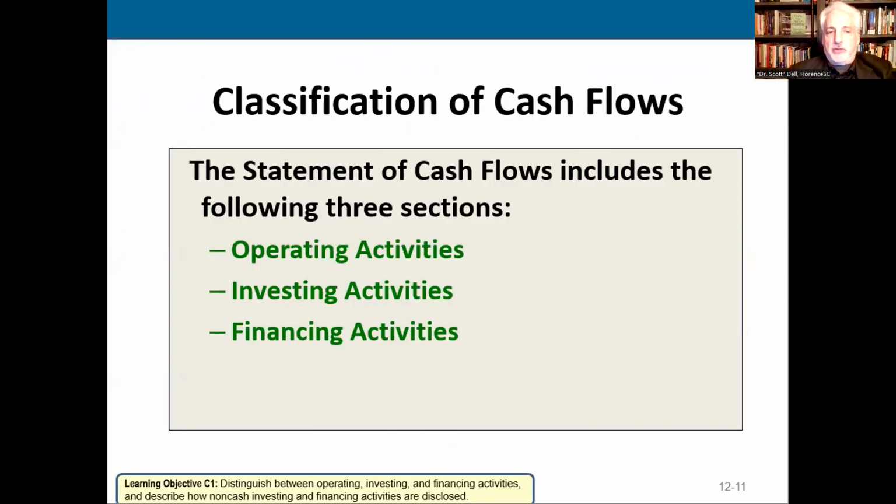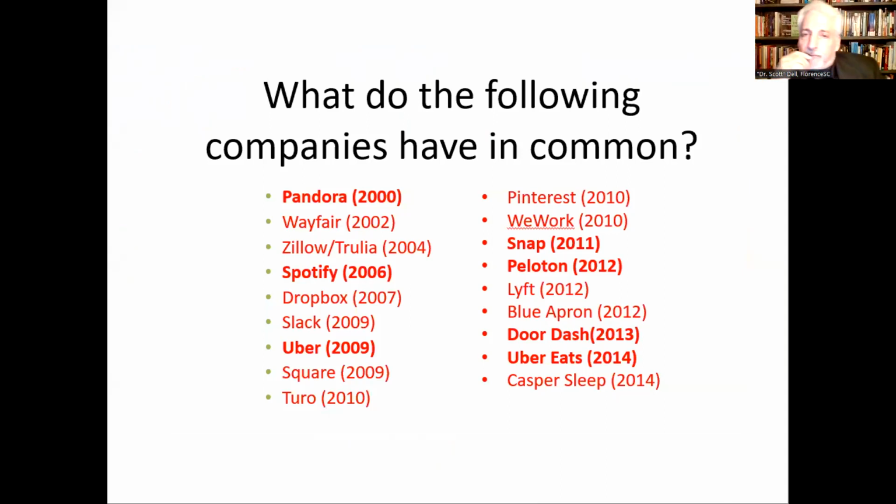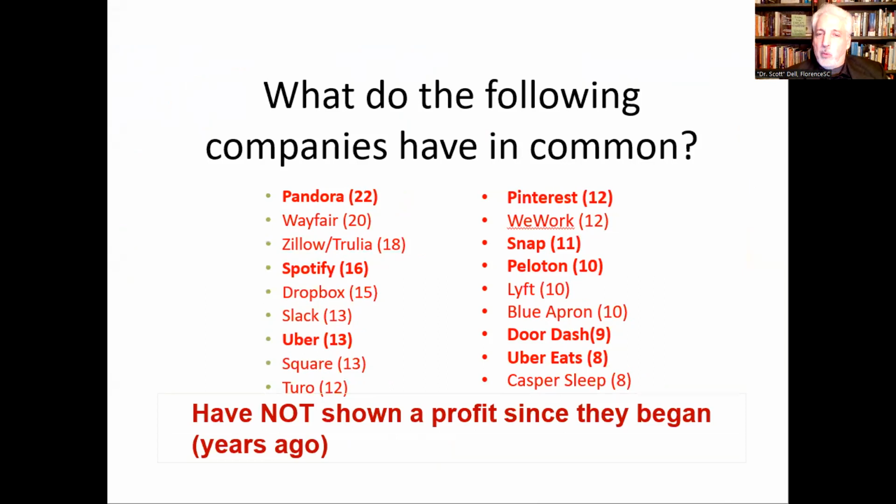Oh, I got another question for you though. Take a look at these companies here. You tell me what's similar. What do these companies have in common? Spotify, Uber, Lyft, Peloton, even Uber Eats. Well, catch is not one of these has shown a profit since they began. Pandora for 22 years, Spotify for 16 years, no annual profit. How the heck do they stay in business?